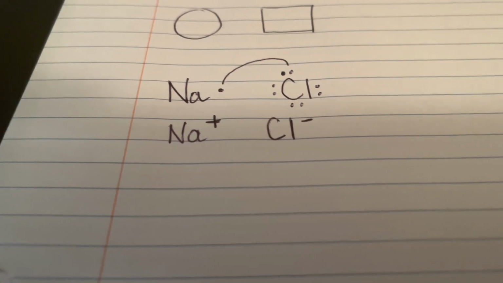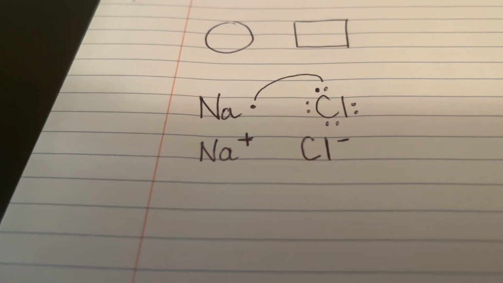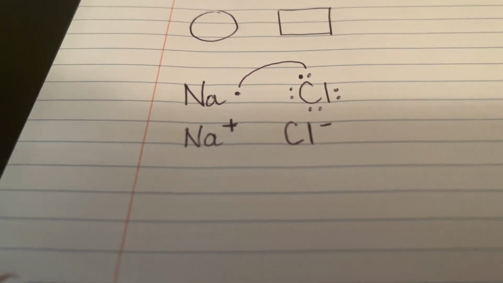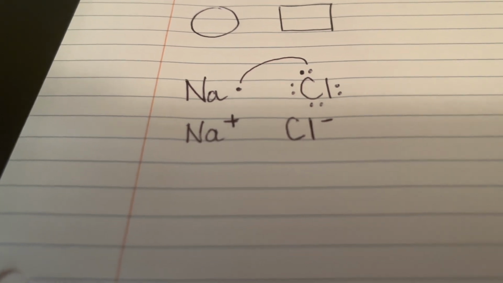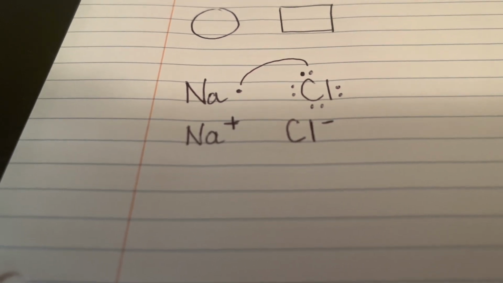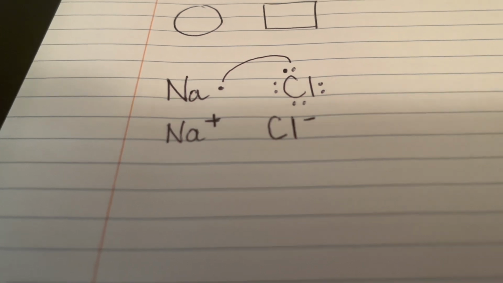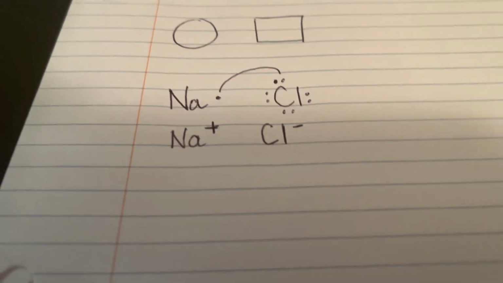There are other ways that ions can form, okay? Sometimes many atoms get together in a group, and that group can lose or gain electrons, and they become ions made up of more than one atom. This is a polyatomic ion, okay?